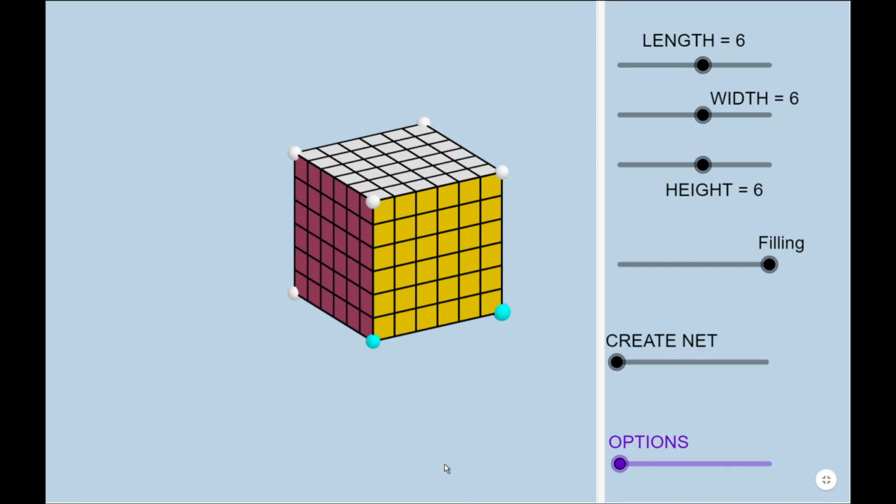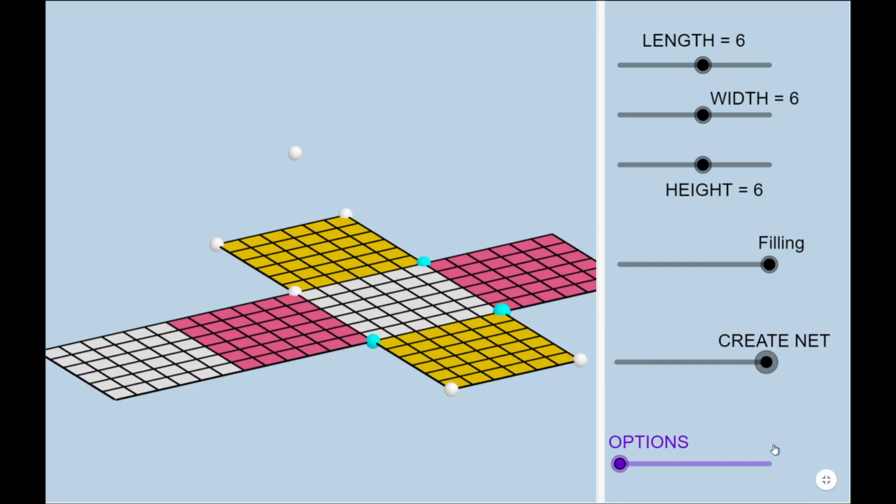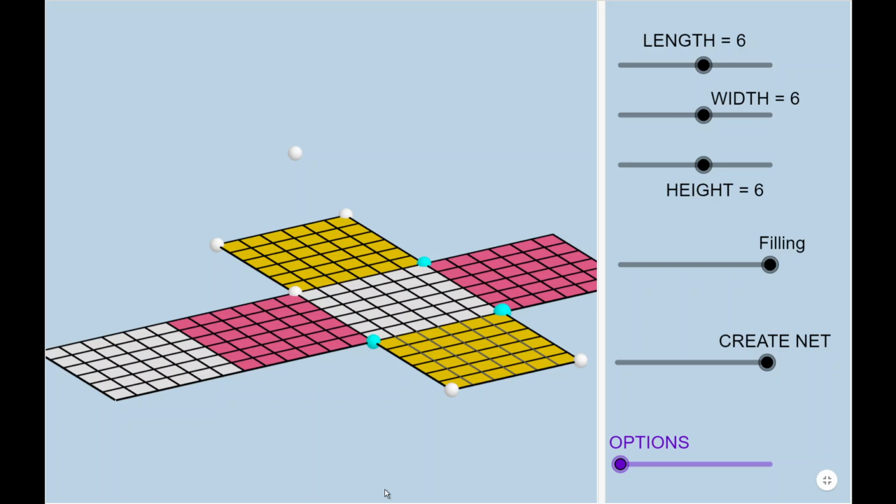Now, what happens when you open it? When you open it, you see that every face is a square. With that we can find the total surface area and the lateral surface area of a cube. So let us move on to that.